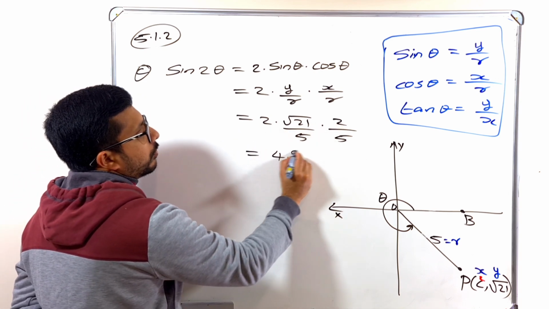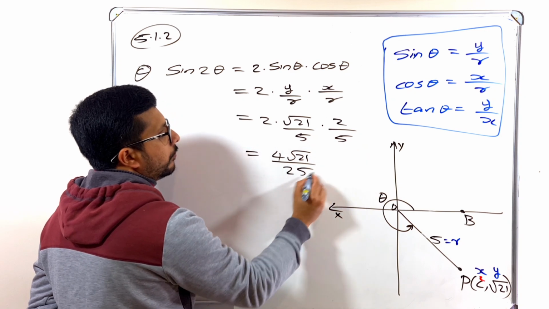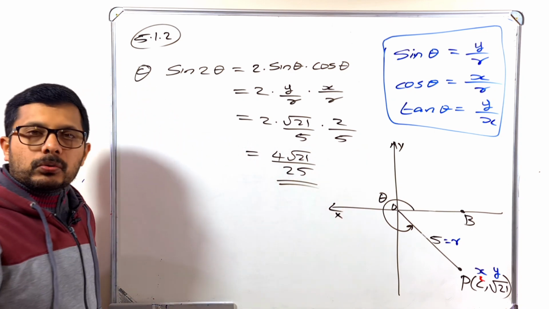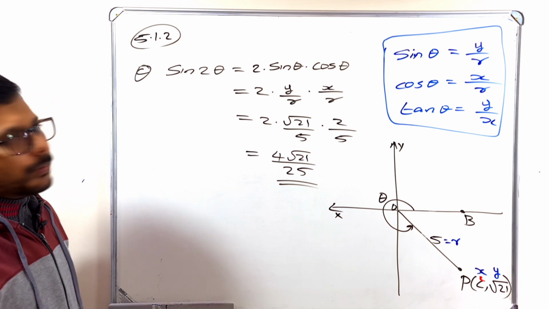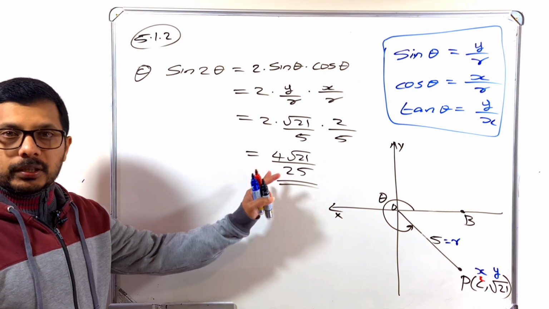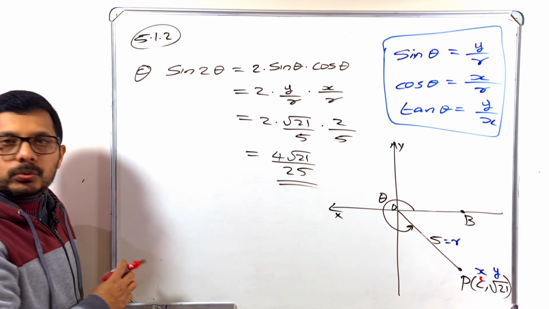So 4 root 21 divided by 5 times 5 is 25. So the answer is 4 root 21 divided by 25. Okay, maybe that's the answer. Okay, so maybe some of you are thinking that here the question is sine 2 theta.